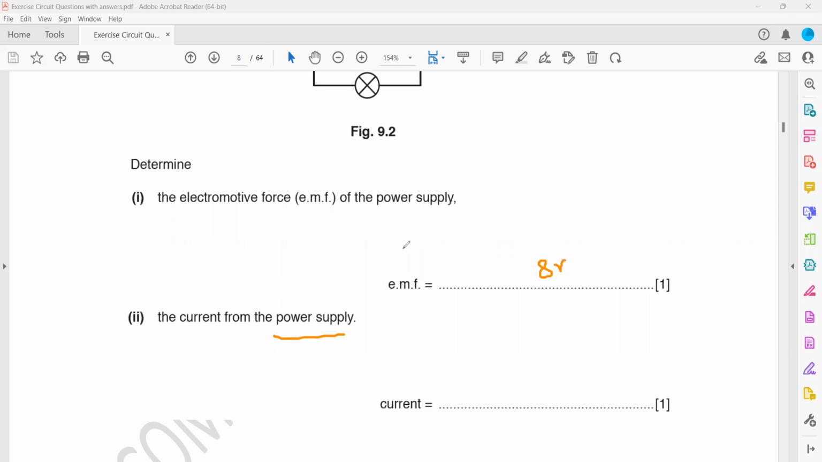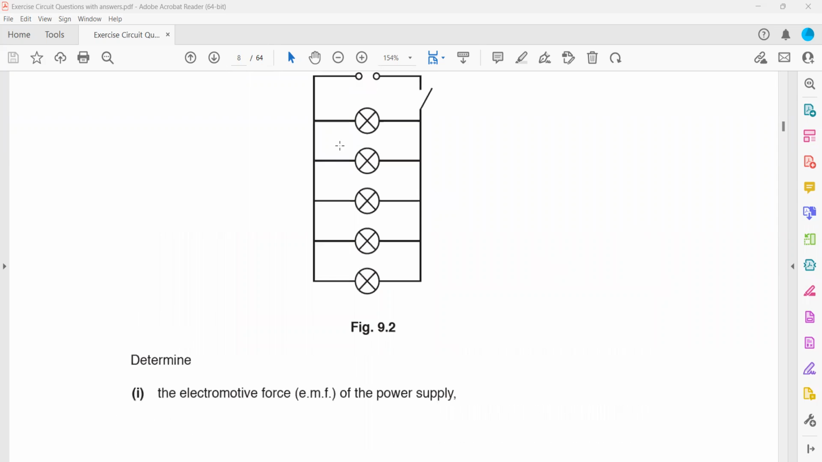The current from the power supply. How to work out the current from the power supply? There are 5 lamps. When there is 8 volts, we already worked out the current in each lamp was 0.72 ampere. Because this is a continuation of the question, this is also 0.72 ampere, this is also 0.72 ampere, and this one is also 0.72 ampere. So they all have the same current. But the question is, what is the total current from the supply?